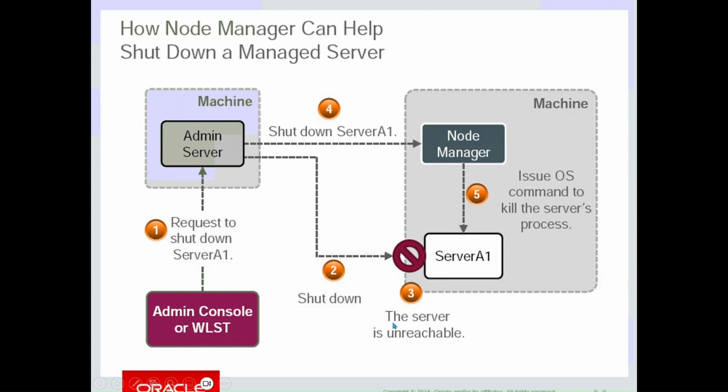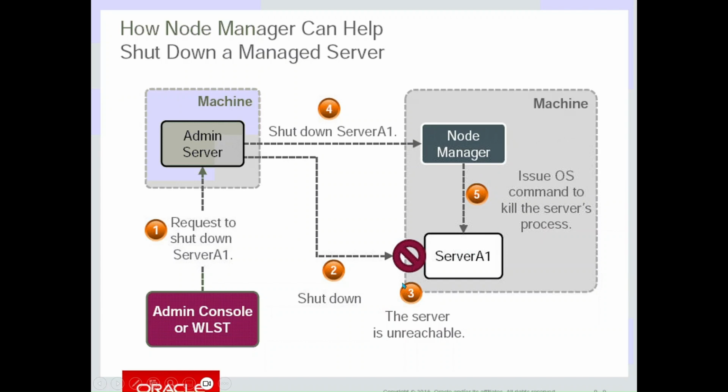Okay. When the server becomes unreachable and a shutdown request is sent, the admin server cannot connect to the server A1. So the admin server can send a request to the node manager for a shutdown. The node manager then issues an OS command to kill the server's process directly.